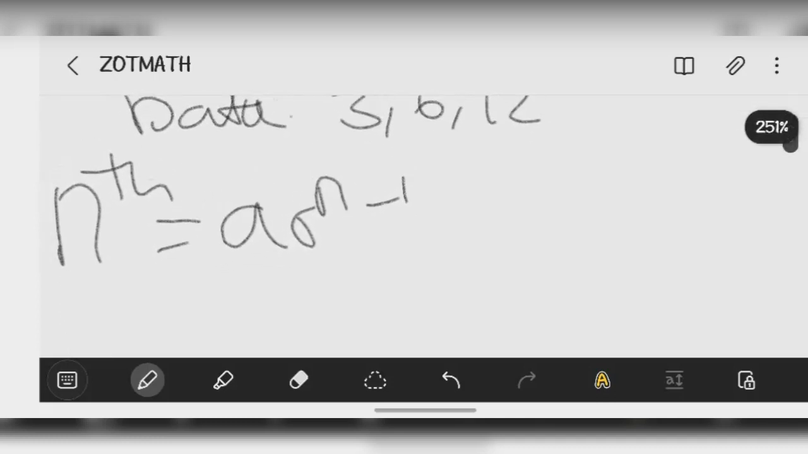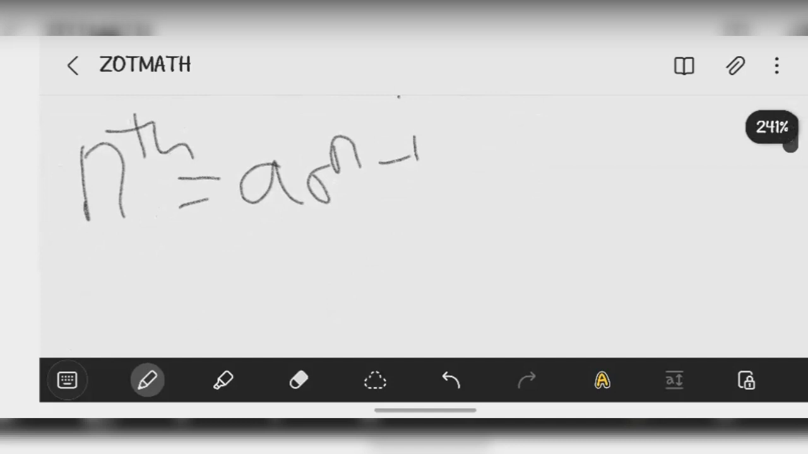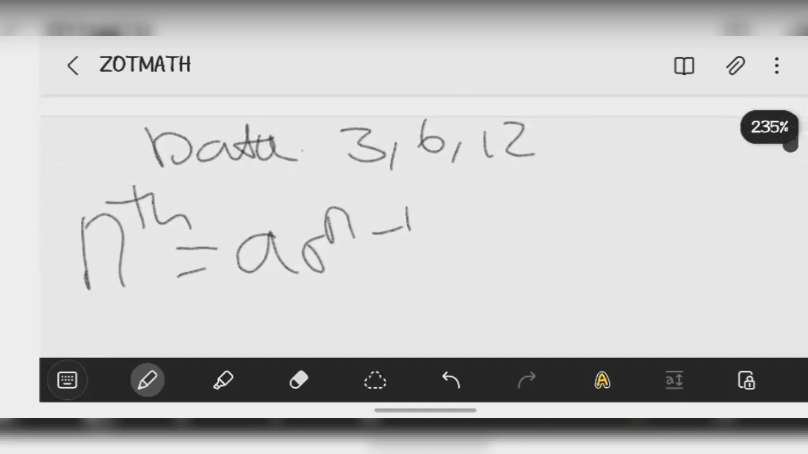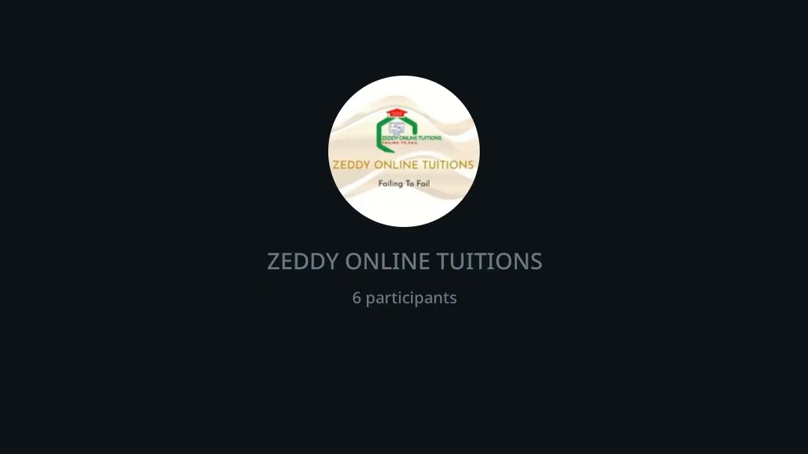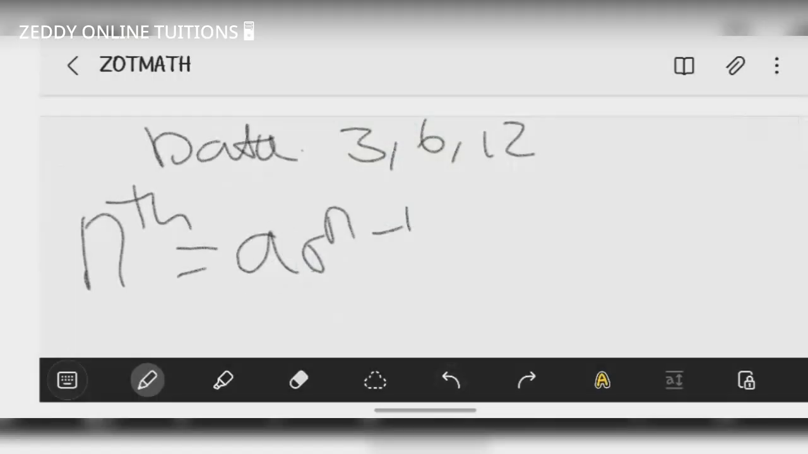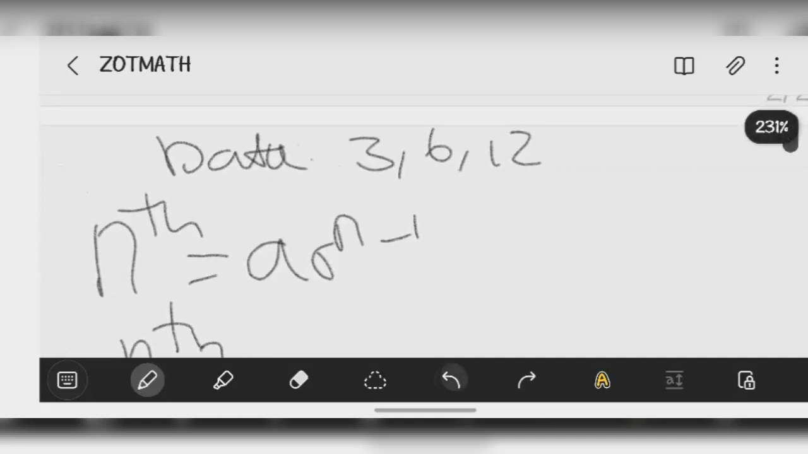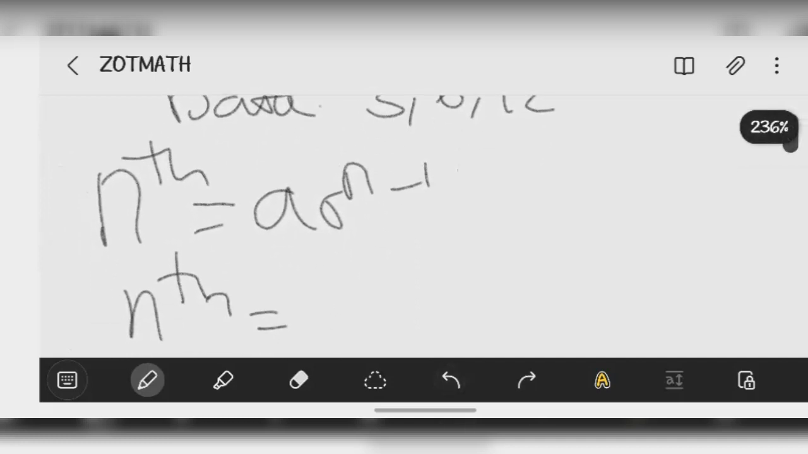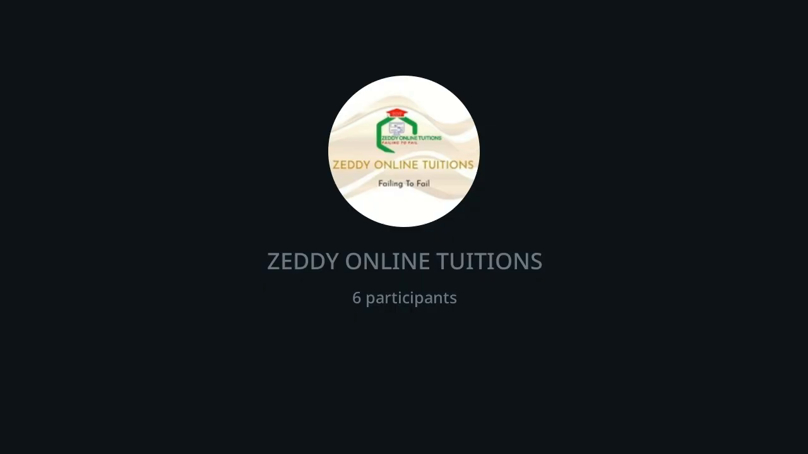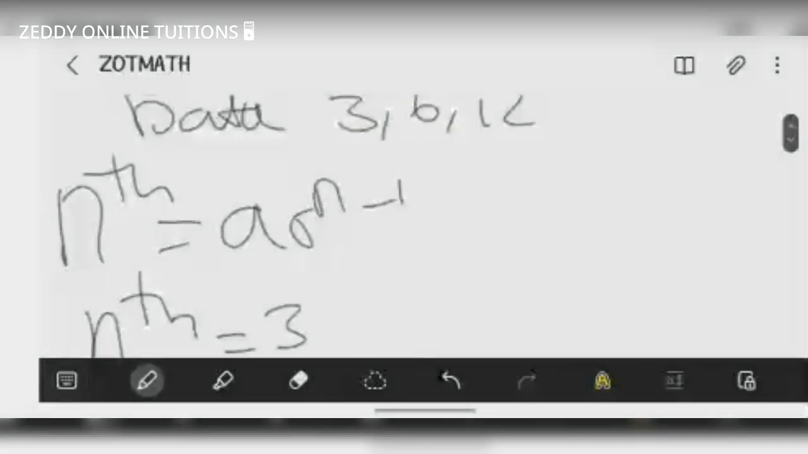Now, given this formula, what is going to be our nth term? The a you are seeing in this formula represents the first term. So the nth term is given by the first term, which here is 3. The second term is 6, the third term is 12. Now, what is that r? The r is the common ratio.